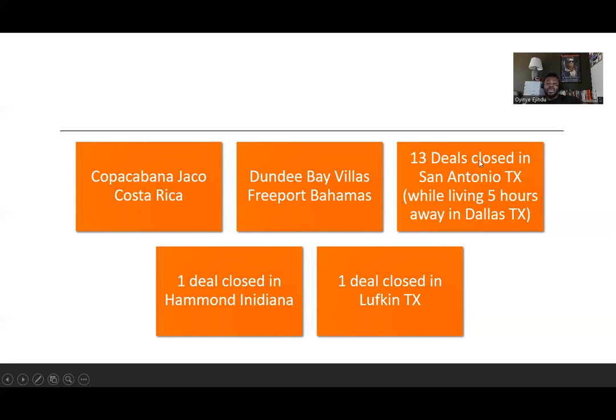I've closed 13 deals or more in San Antonio, Texas, while living in Dallas, which is about 5 hours away from San Antonio, Texas. And the honest truth about this is I never once saw any of the properties that I actually wholesaled. So most of these deals were done remotely. I received pictures. I was able to make sure that the title work protected my interest. And these are things that I'm able to teach you when you take a look at my course.